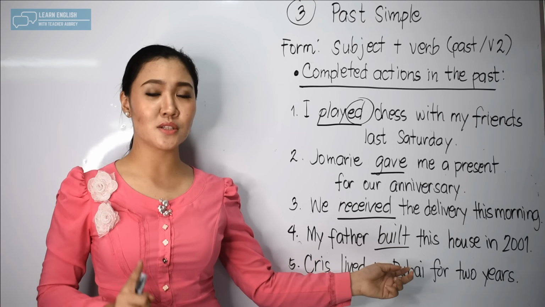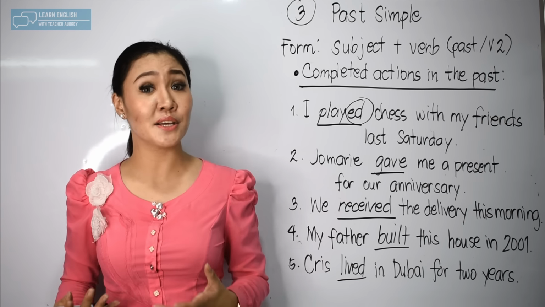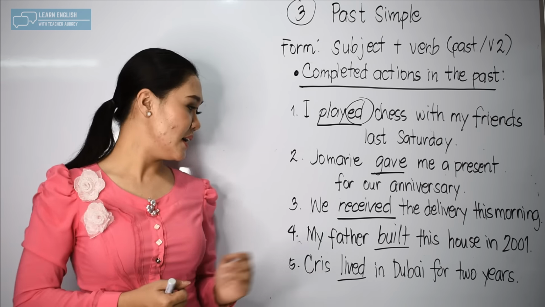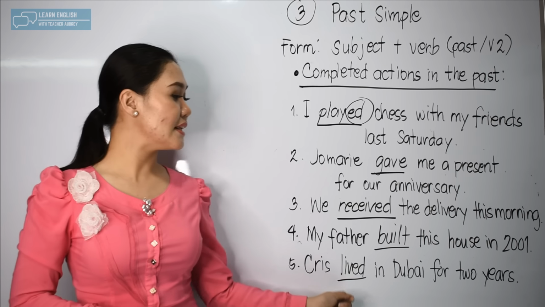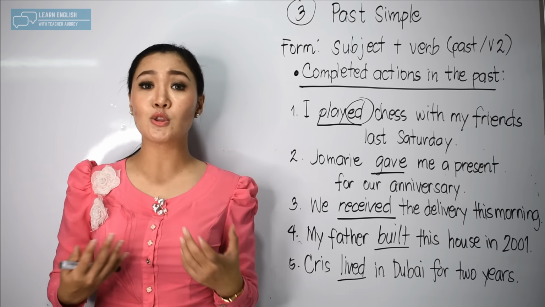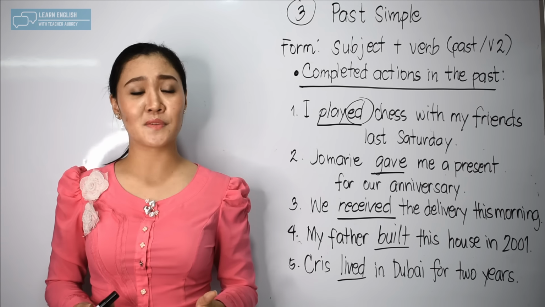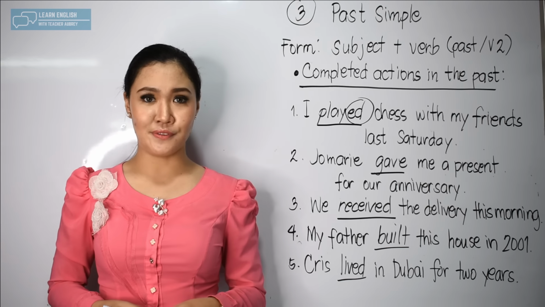Built. Take note, built is another example of an irregular verb. Okay? Dahil nabago yung kanyang spelling. And the last example is, Chris lived in Dubai for 2 years. So, tapos na, sa loob daw ng 2 taon, nanirahan si Chris sa Dubai. Kaya ang ginamit din natin ay lived.